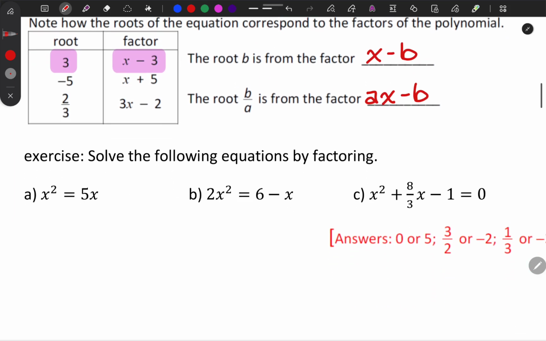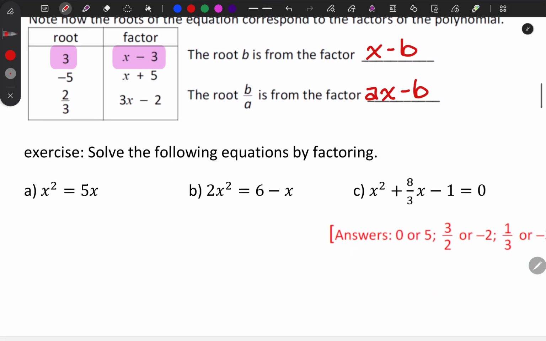There are 3 examples below that you can try as an exercise. This is where I recommend you pause the video and try them, and then come back and I'll work through them as well.